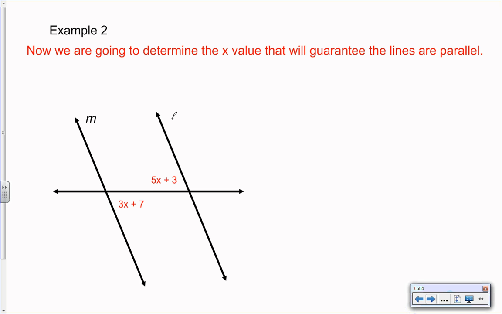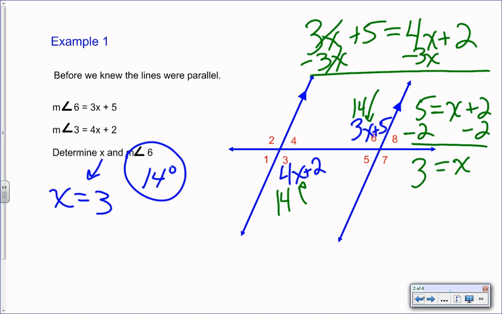Now we're going to determine the x. Oop, one thing I forgot. In your assignment, it's going to ask you to state a postulate or theorem that made this possible. And I just need you to be very general about it.